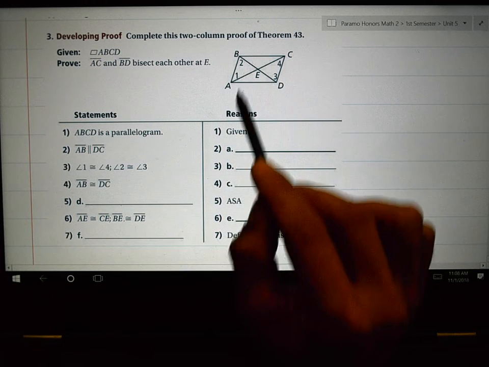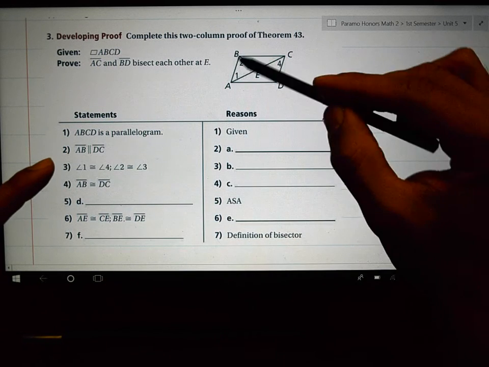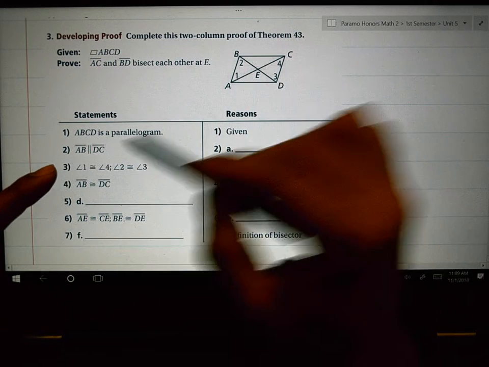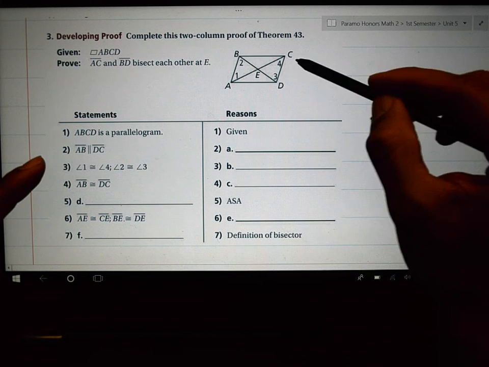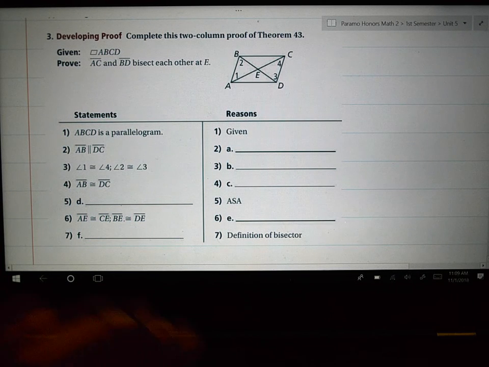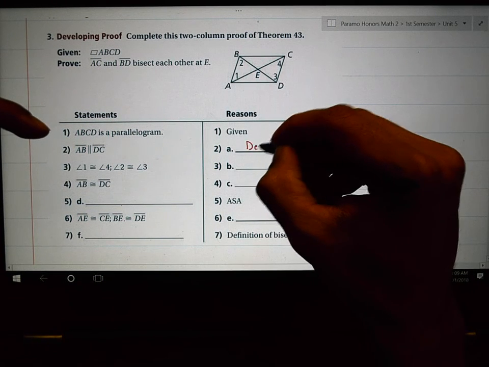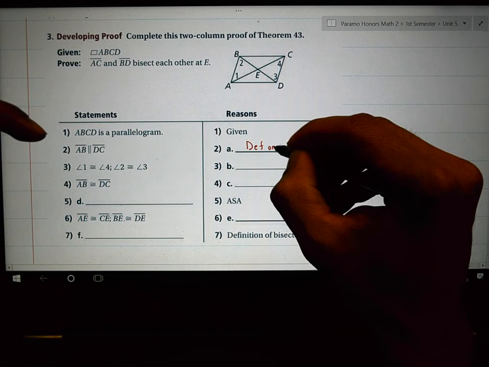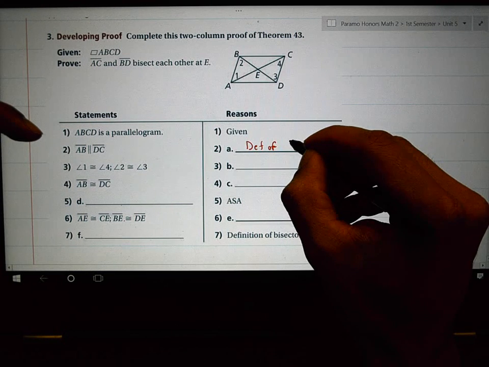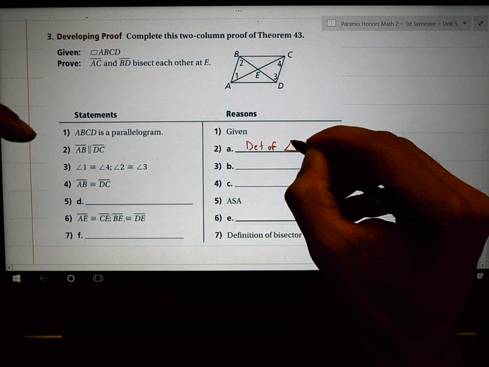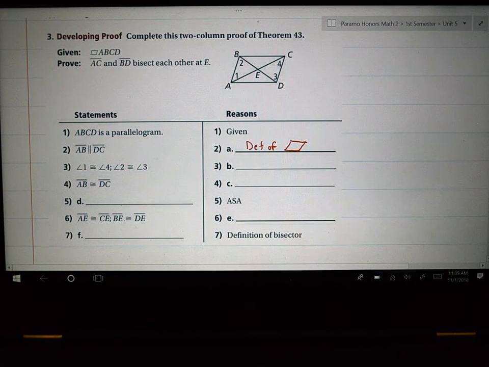ABCD is a parallelogram. That's given. Why do I know that AB is parallel to DC? Why do I know that these two things are going to be parallel to each other? What am I using that we started with? What definition am I using? Definition of, not or. Well, yes, definition of. And you can write out the word, or you can use a symbol. It's up to you.